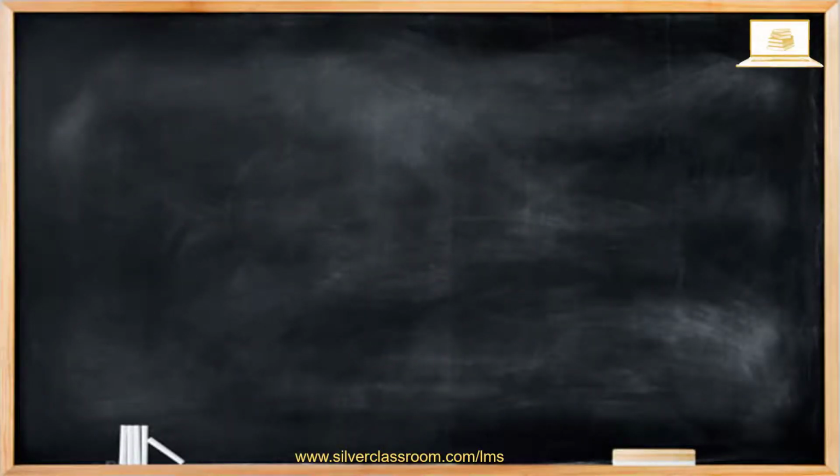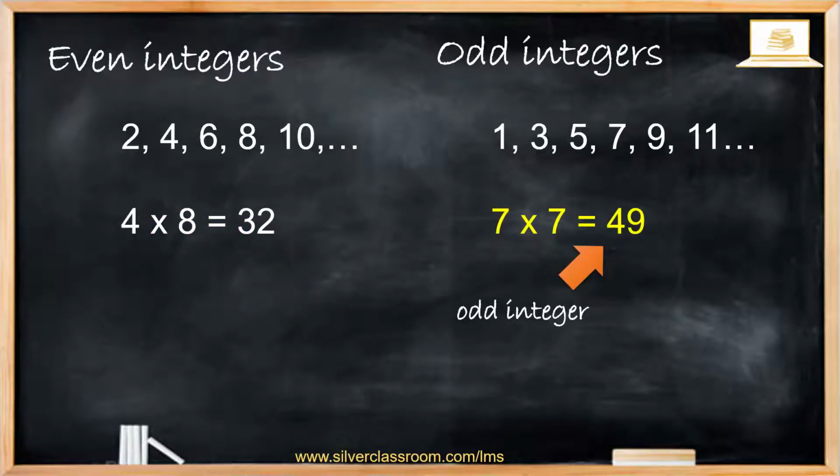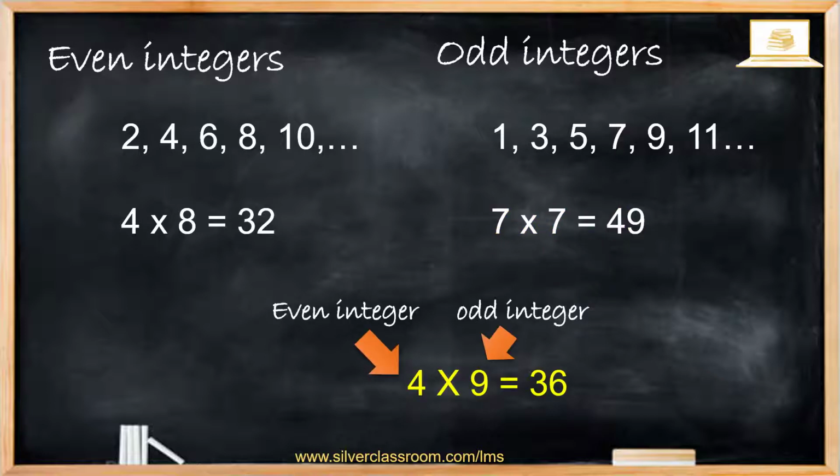The product of two even integers is an even integer. The product of two odd integers is an odd integer. The product of an even integer and an odd integer is an even integer.